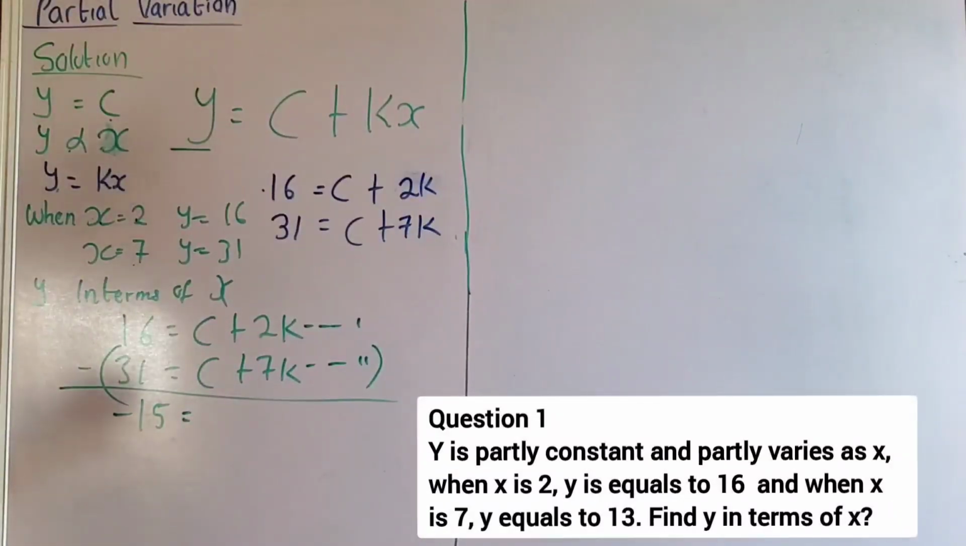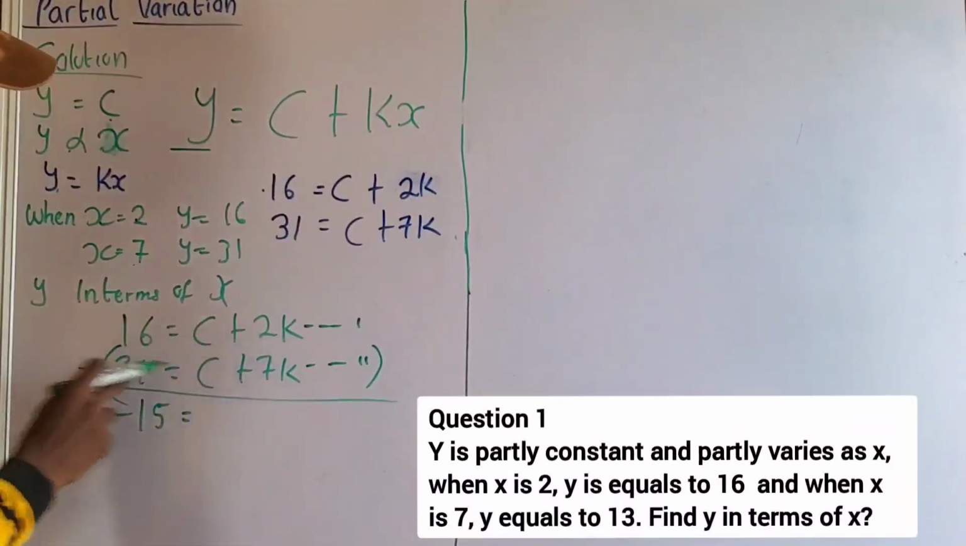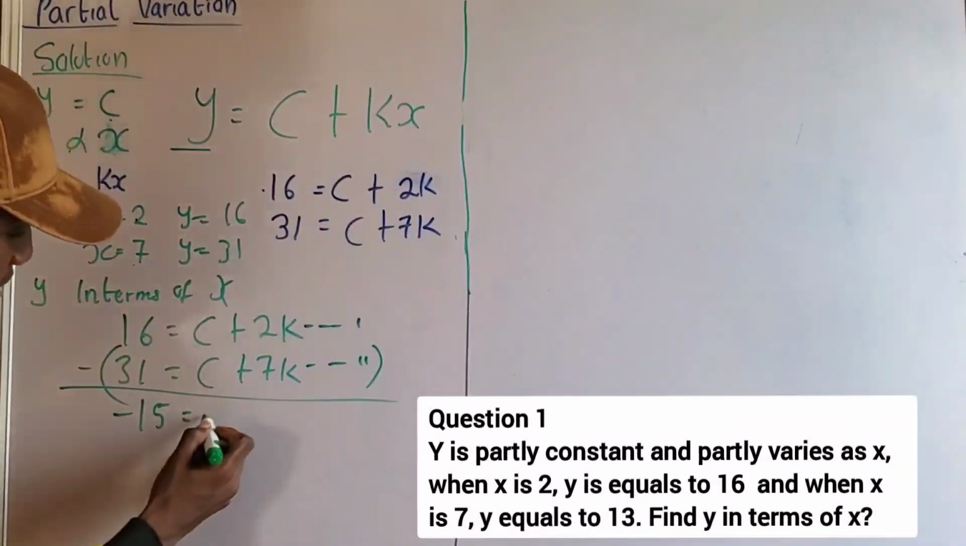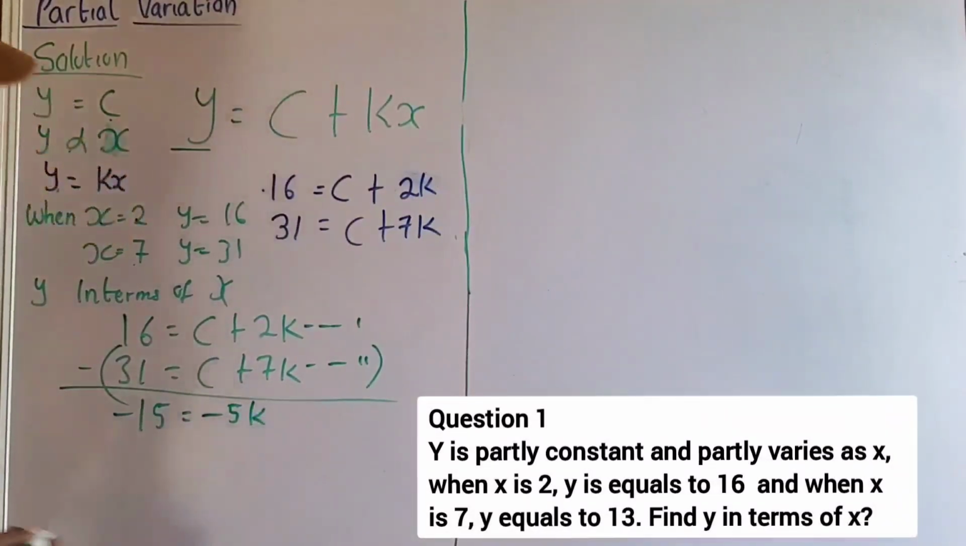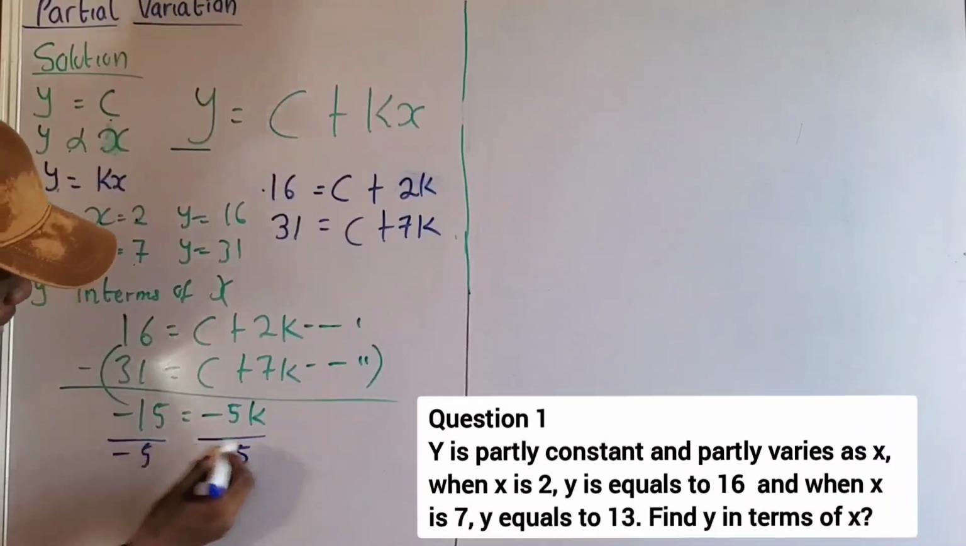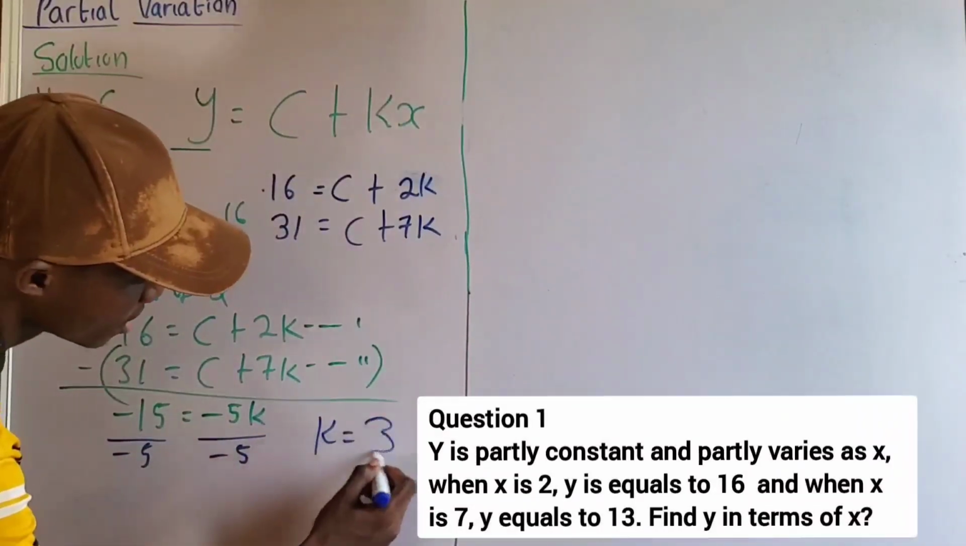C minus c is what? 0, okay? 2k minus 7k, what's the answer? That is minus 5k. I'm going to have minus 5k. Now to get the value of k, I'm going to divide both sides by negative 5. So I'm going to have this over negative 5 and this over negative 5. So the value of k equals 3, okay?